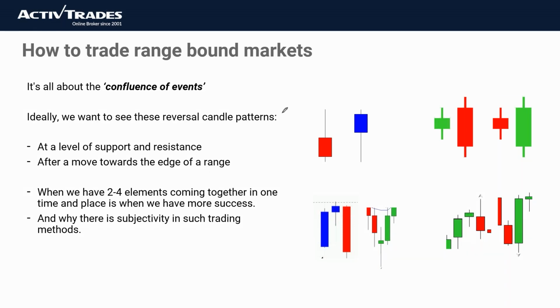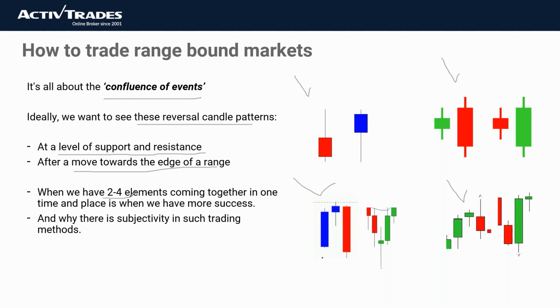If we want to make it a little even clearer, as I said, a confluence of events, we want to see these reversal candle patterns, okay, hammers, all right, pin bars, engulfing candles, key reversals, star formations, at a level of support resistance after a move towards the edge of that range, where we have 2, 3, 4 elements coming together at one time and place. That is when we generally have more success.